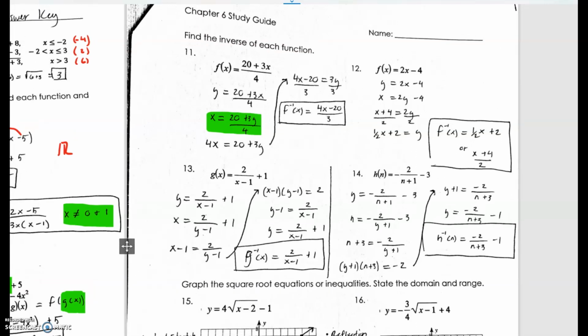Okay, so I went ahead and multiplied by 4. I subtracted 20, and then I divided by 3, and I got 4x minus 20 over 3. That's the inverse of the parent function, or the original function. And we could split this into two parts, but since it doesn't reduce, I like to leave it like this. If it does reduce, then I do reduce it. However, if you forget to reduce it, I will not count off on the test.